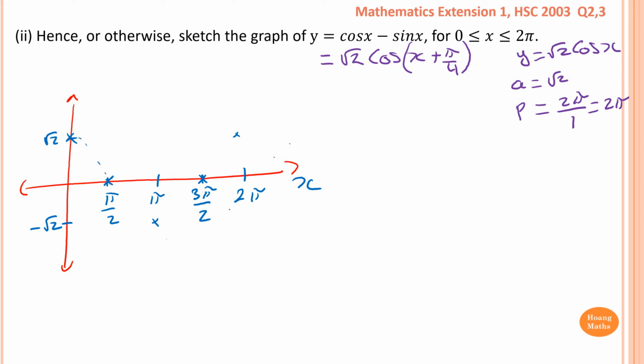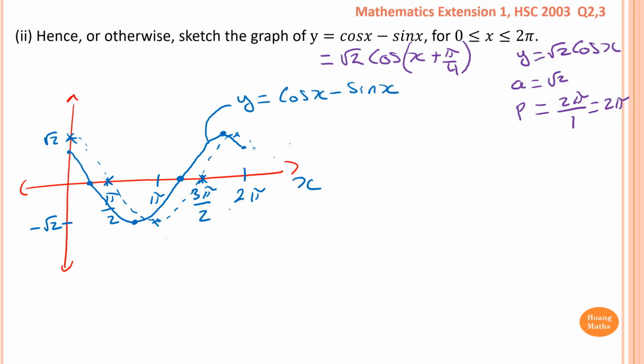So now, having sketched square root 2 cos of x, I just shift pi over 4 to the left. Half of that is here. And half of this is, move 45 degrees or pi over 4 to this side, roughly here. And then if you extend this line, it's roughly here, and then you move to here. So now all I need to do is connect them together. So join them up, and then just join this up. There you go. So this one here is y equals cos of x minus sin of x.